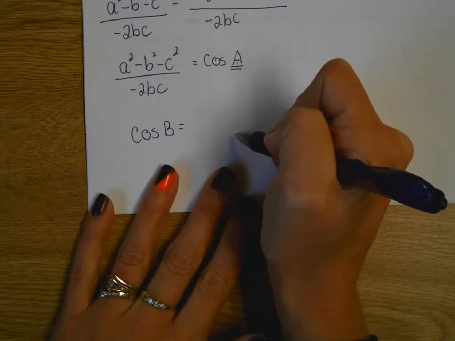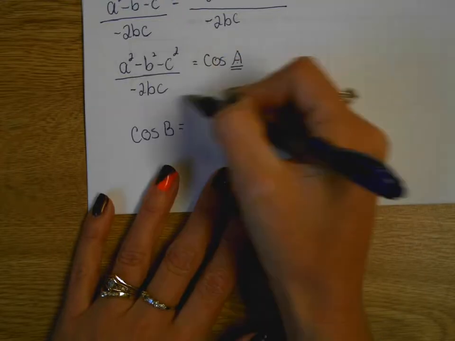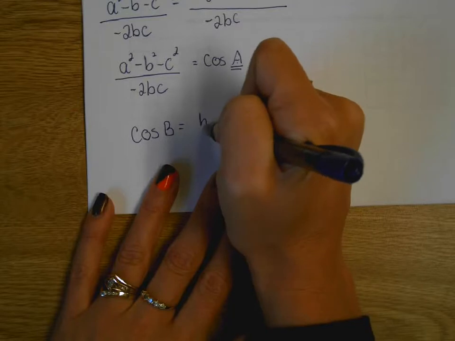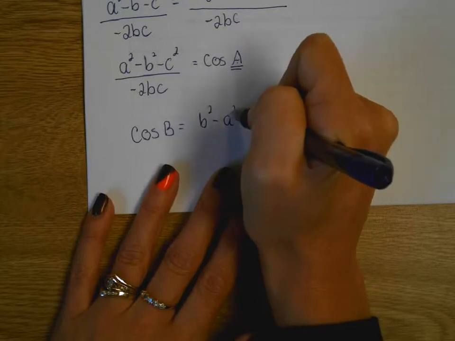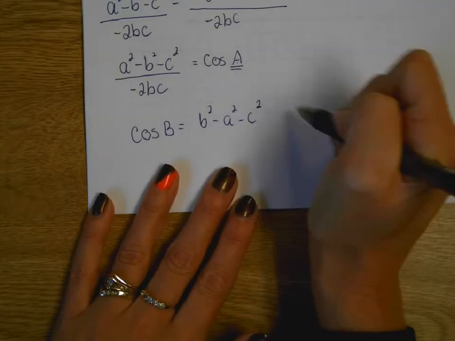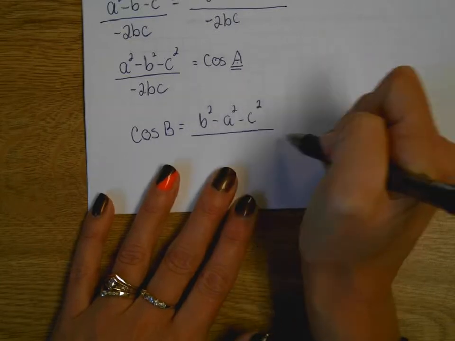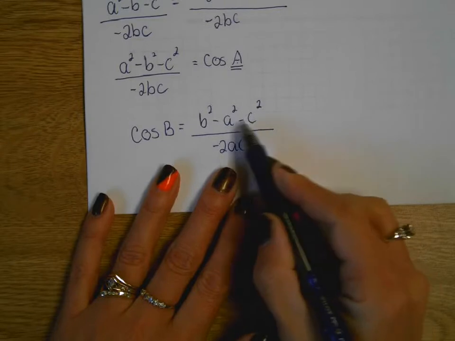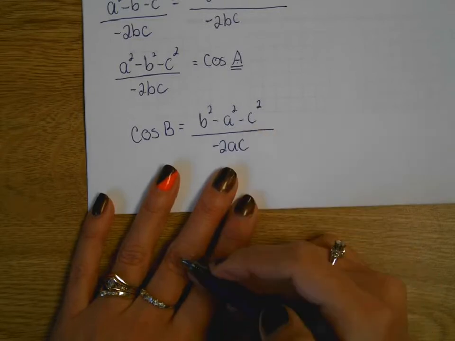Were we supposed to write right above it? Yep, just like this. Cosine of B equals B squared minus A squared minus C squared, all over negative 2AC. Perfect. Can the A and the C be switched here? Yes. How'd you do? Everybody else?